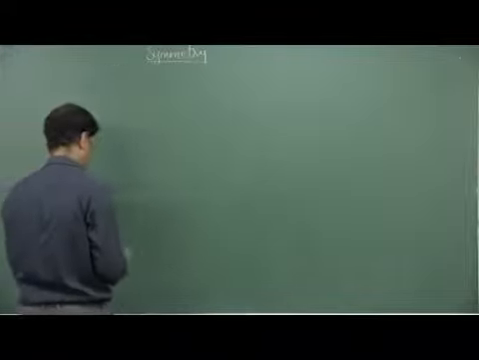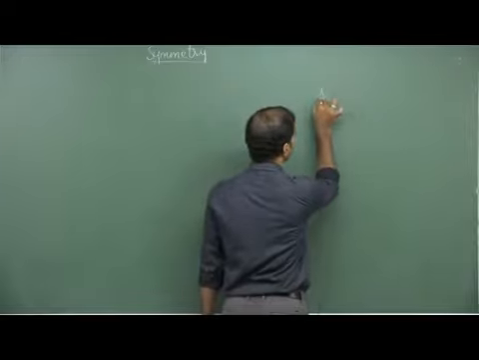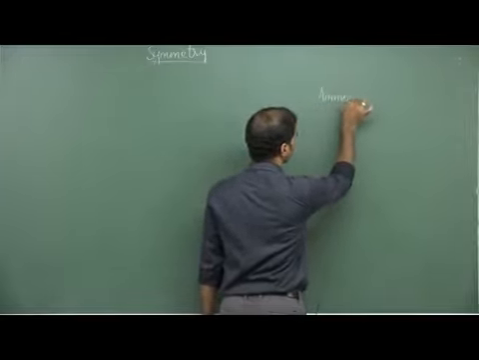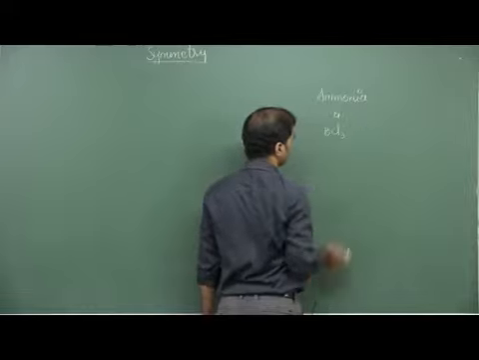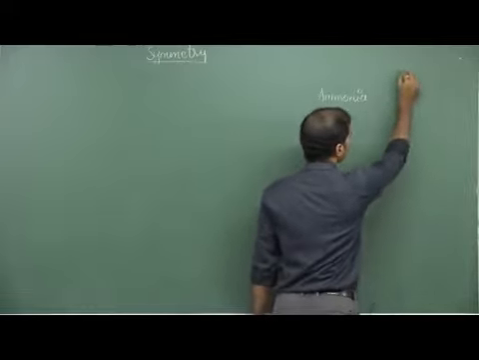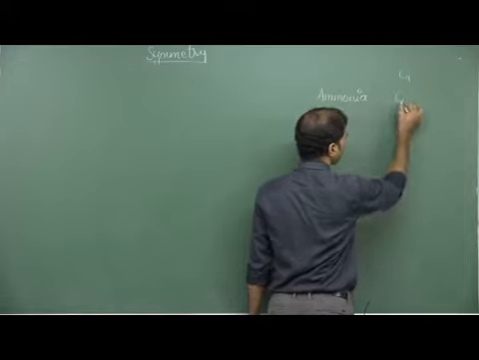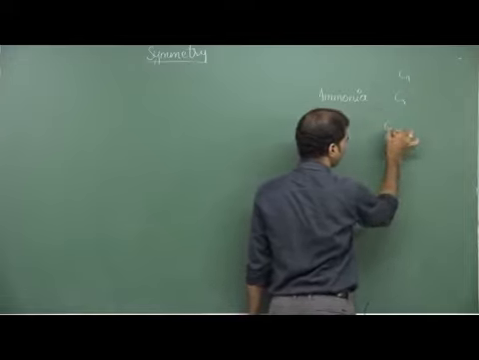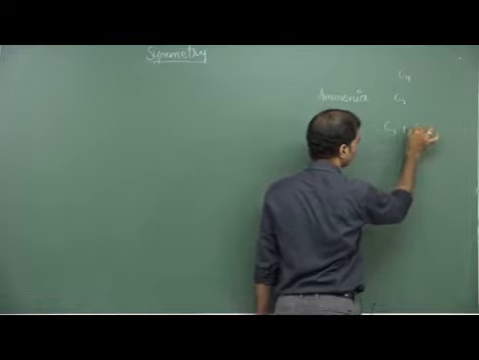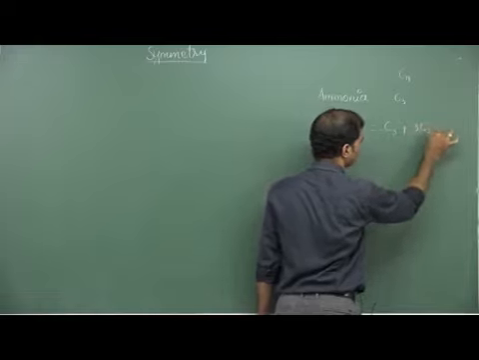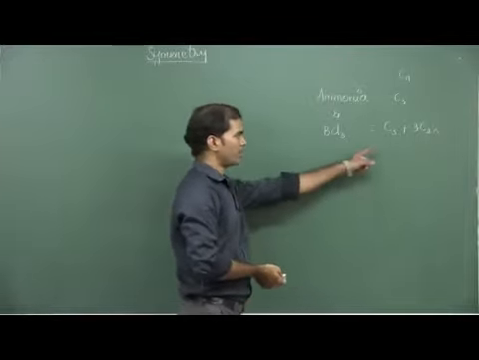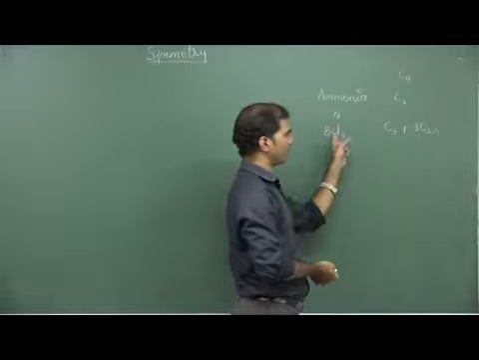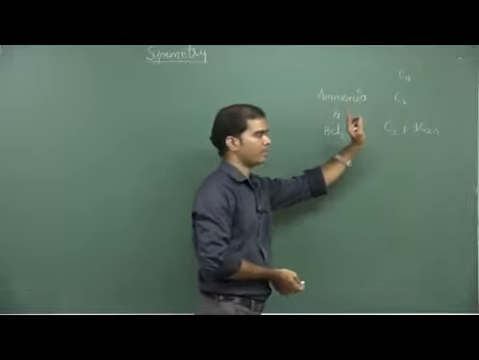Let us just compare ammonia and BCl3. In ammonia, we only had a C3, whereas in BCl3, we have a C3 plus 3 C2s. So there are 4 rotational axes in BCl3. There is only 1 rotational axis in ammonia.